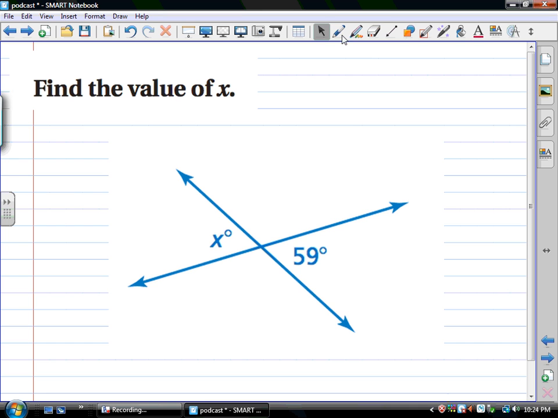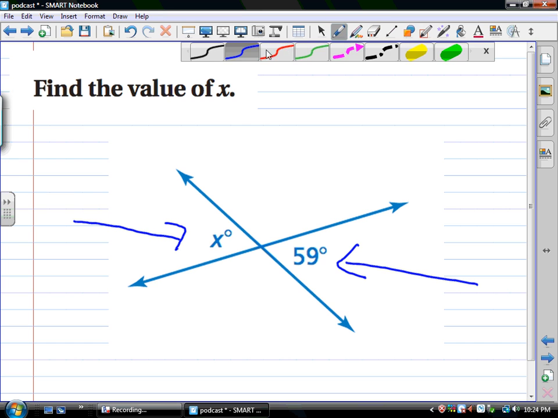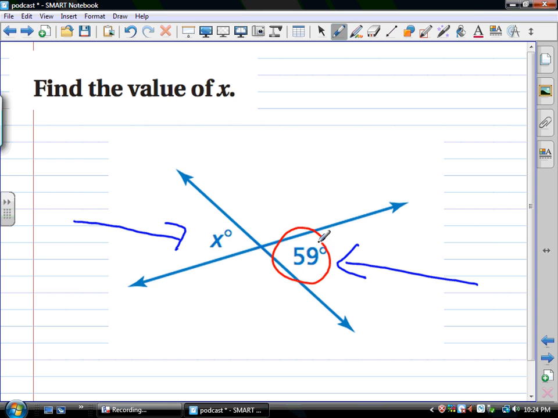Find the value of x. Vertical angles are formed by intersecting lines. Vertical angles are across from each other. Vertical angles are congruent or equal. So if this is 59 degrees, by definition, x has to be 59 degrees because they are congruent or vertical angles.